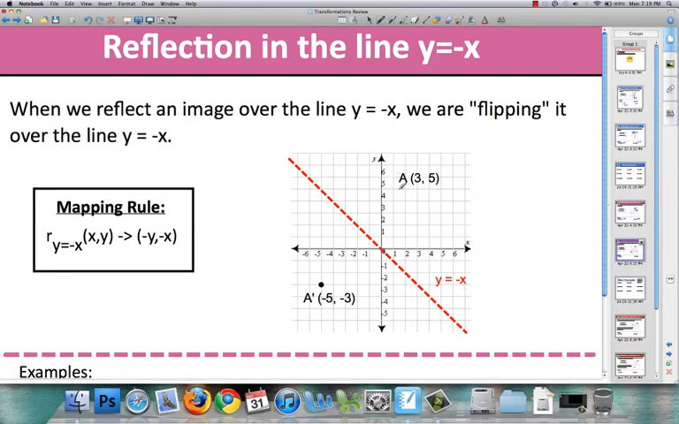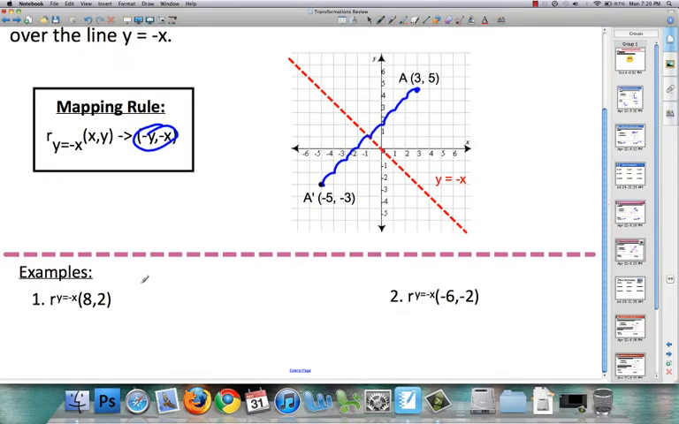If we're reflecting over the line y equals negative x, well then what we are doing is flipping it over the line y equals negative x. So let's see how far away it is. 1, 2, 3, 4. So let's go 4 the other way. 1, 2, 3, 4. And that point now is negative 5, negative 3. So 3, 5 becomes negative 5, negative 3. Our mapping rule is switch and negate. So real quick, switch and negate. Negative 2, negative 8. That point becomes, here, this one would be 2, 6.